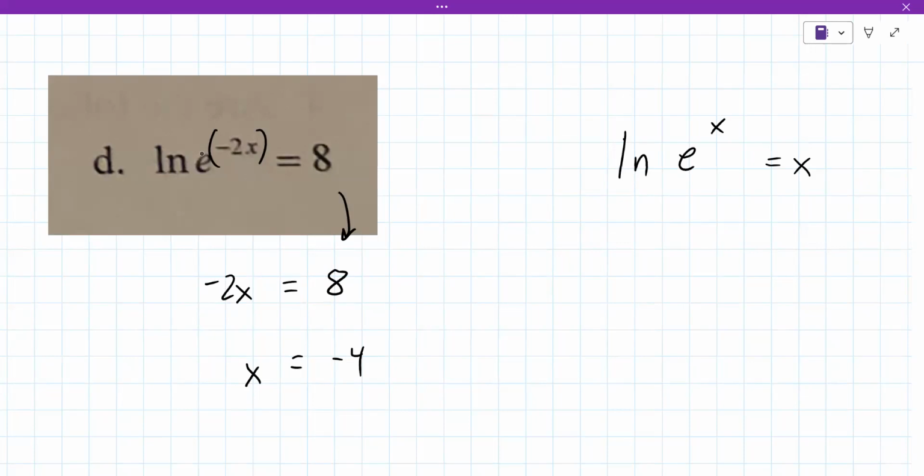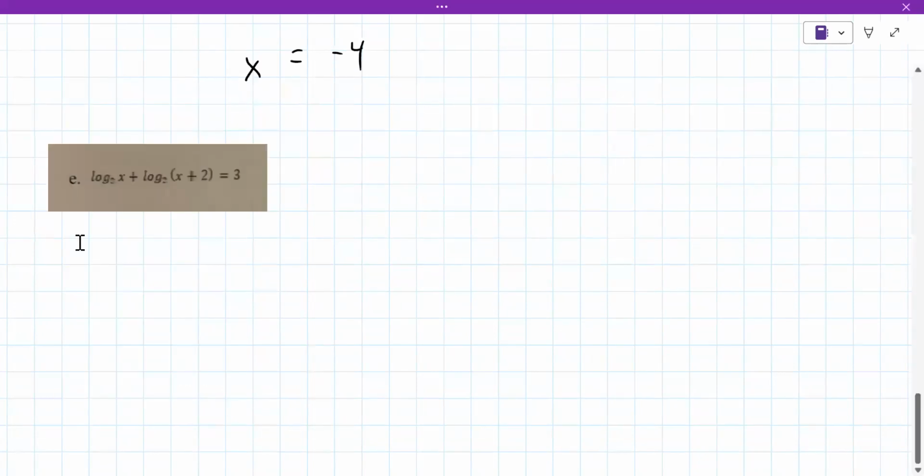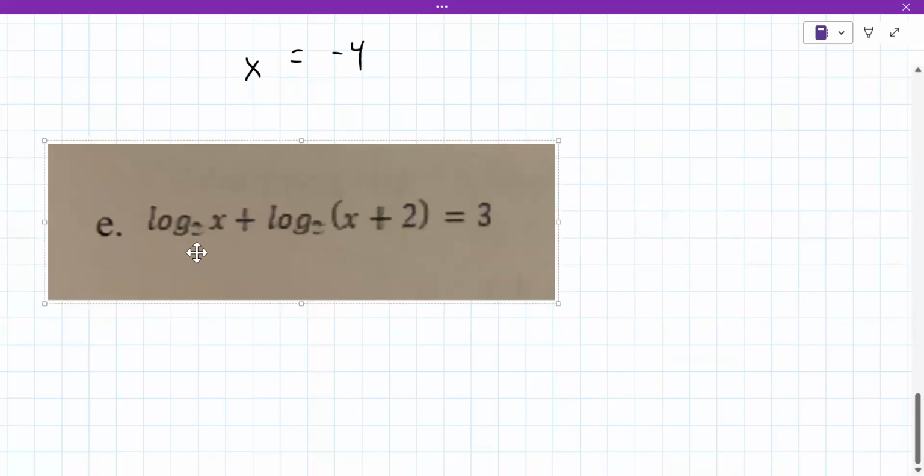Oh yeah, that makes sense to me. All right, so let's keep going here. I didn't see that there was E, F, and so on here. All right, so there's more logarithm properties.